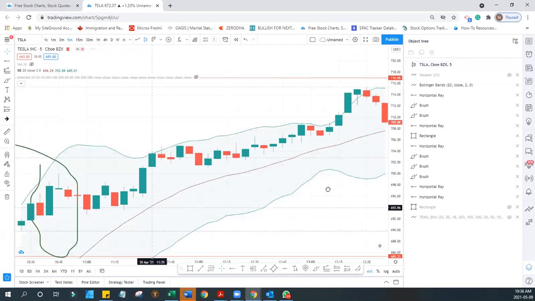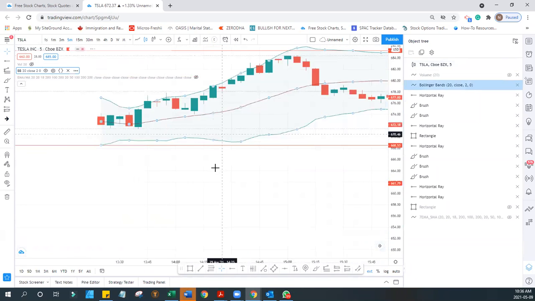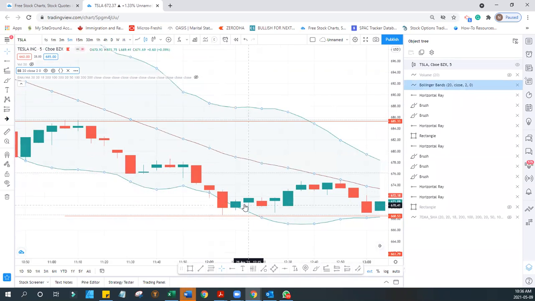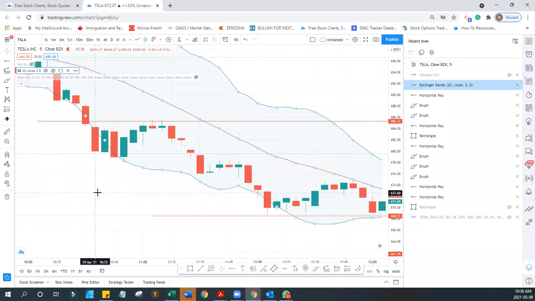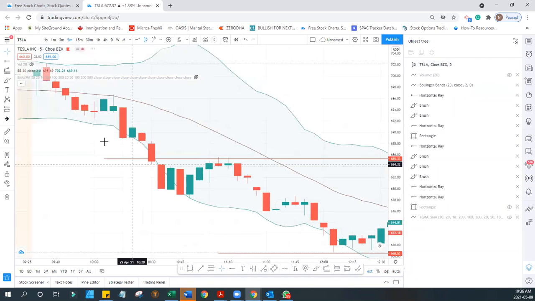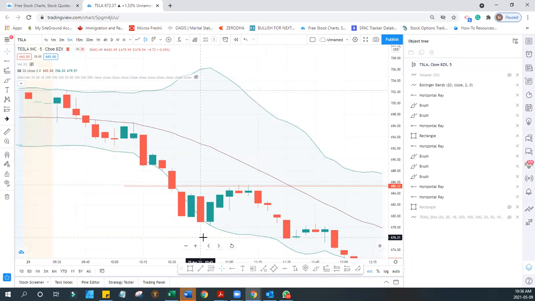Let's see the last example. Price has to come in. That's why he says if the price is not along with the BB, you leave the trade. As long as it's with the BB, you stay with the price, you stay with the trade.